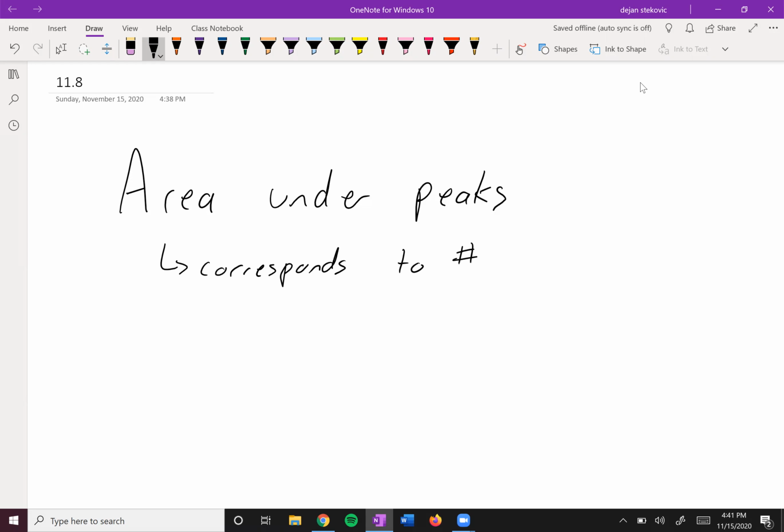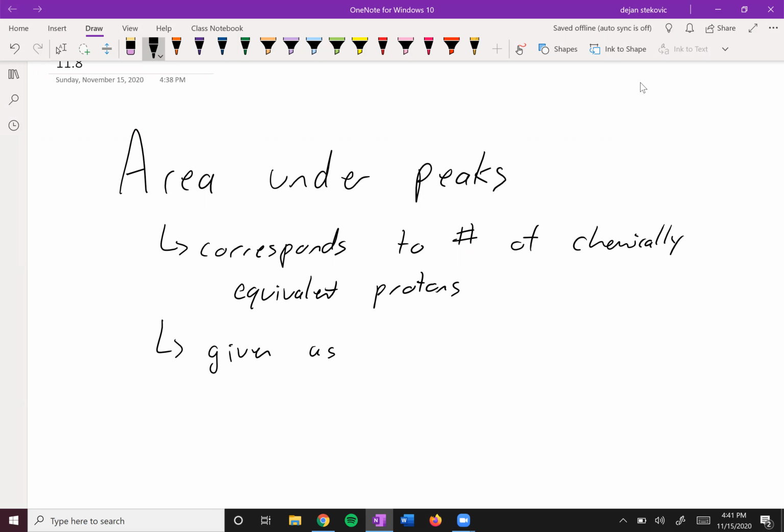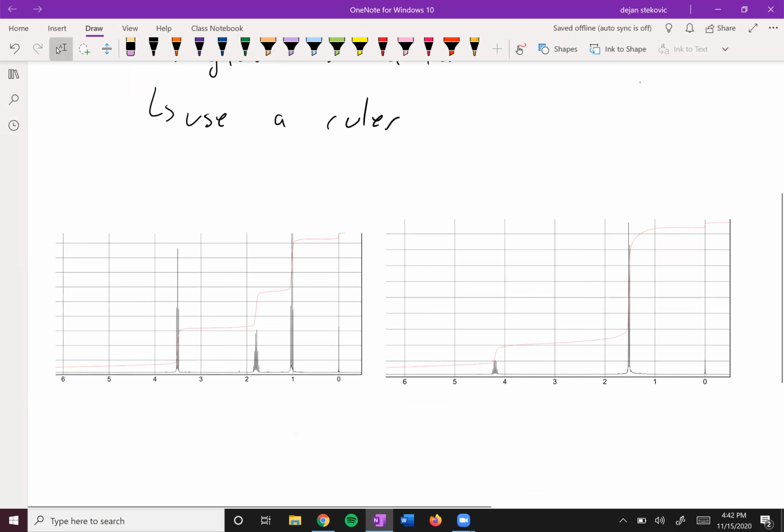to the number of chemically equivalent protons. Generally, these will be given as a ratio. We'll see what I mean by that in a minute. And you might have to use a ruler to measure this stuff. So it depends kind of what NMR spectra you're looking at. We'll take a look at an example down below, right?